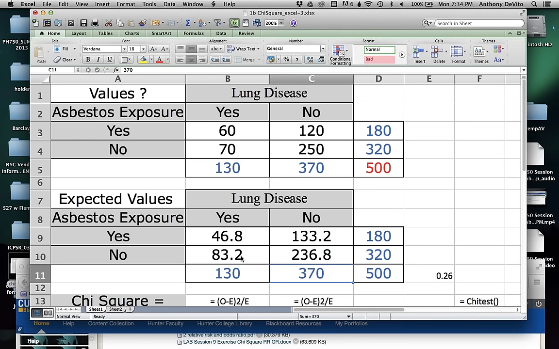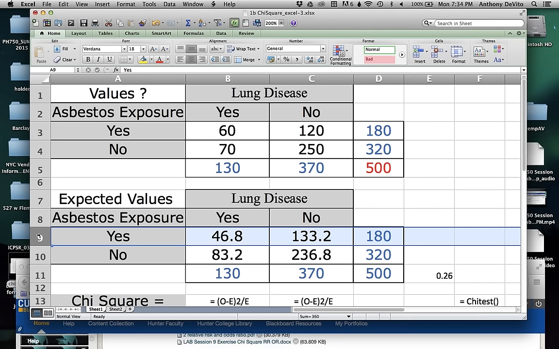Okay, so now I have two separate tables. One table is the actual values that I observed, that I did the survey and I measured. Those are called my observed values, right? The other table is called my expected values. If I expected that there's no difference in the rate of lung disease whether you're exposed to asbestos or not, this is what I would expect the numbers to look like for those 500 people, 180 exposed and 320 not exposed.